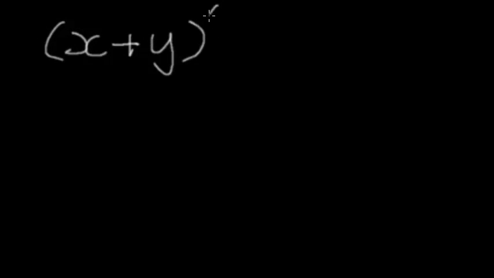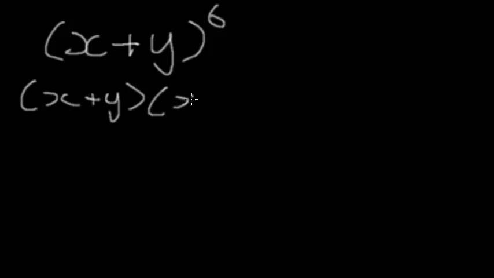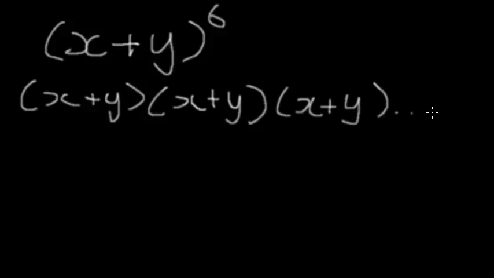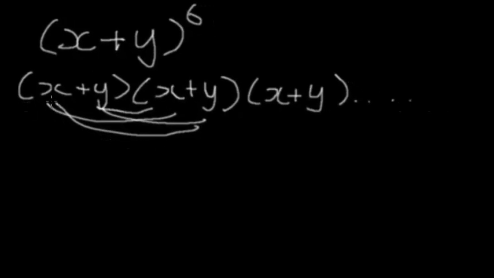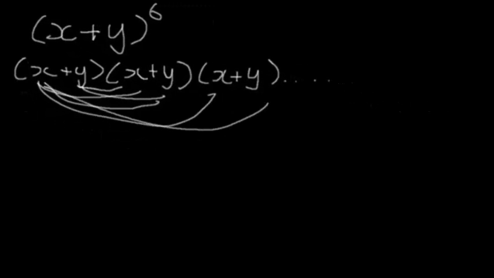for example, to the power of 6. This would mean that you have to multiply them 6 times, right? So x plus y and x plus y, and x plus y, and so on, right? And you would multiply this, then this, and then you get the answer, and then you multiply all of that with that, and so on and so forth 6 times, which is going to take a really long time. So the binomial theorem helps you bypass all of that.